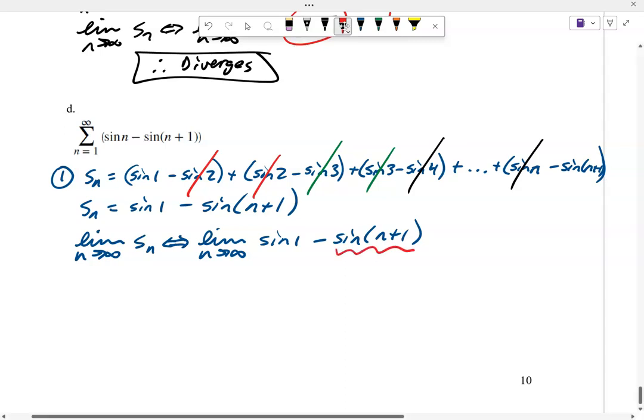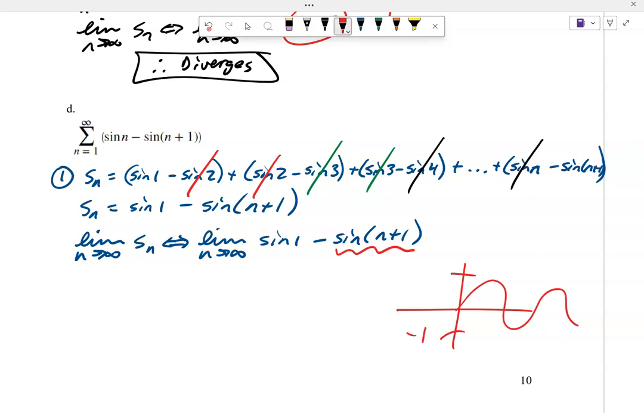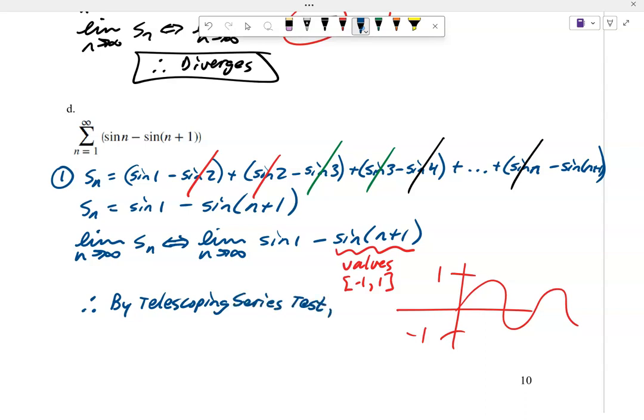But this sine of n plus 1, well, if you think about the sine function, right? It just bounces back and forth between 1 and negative 1, all right? So the sine of n plus 1 is just moving that to the left one, right? But it's still just bouncing the values. The values are just bouncing between negative 1 and 1. So that's diverging, right? It's just bouncing back and forth there. It doesn't have a limit, if you will, right? So therefore, by the telescoping series test, this diverges.